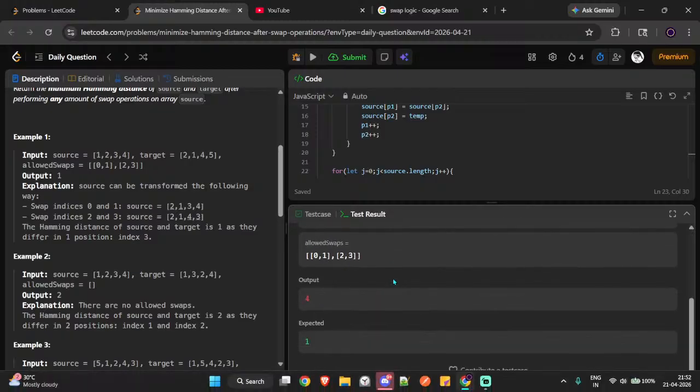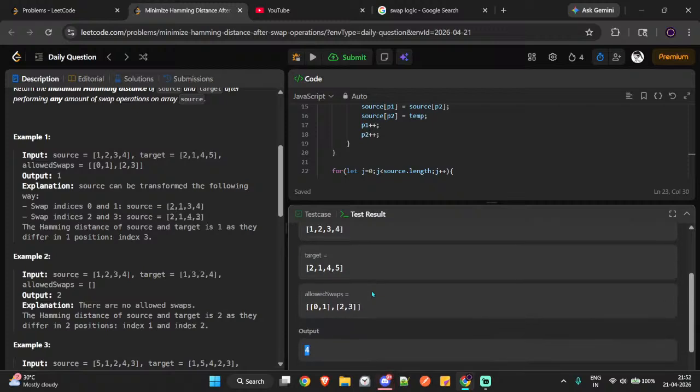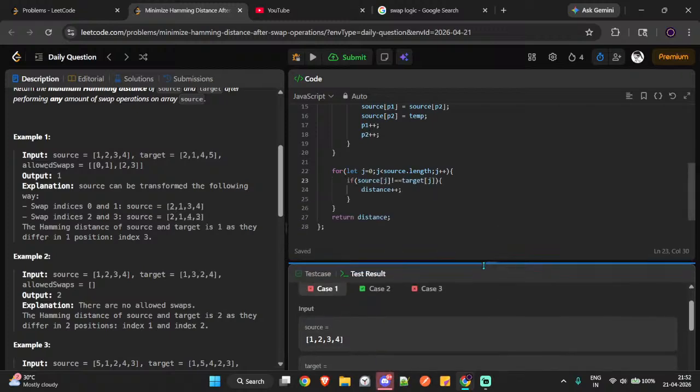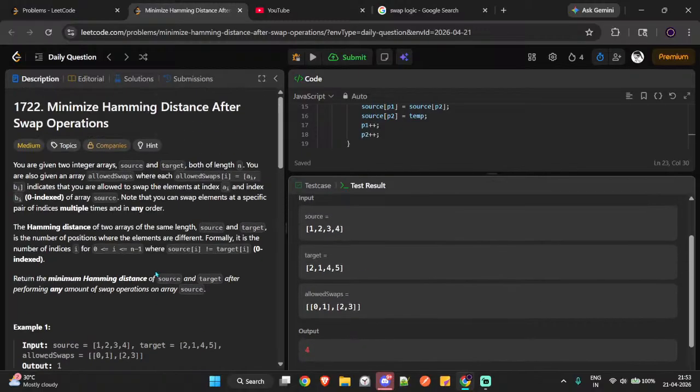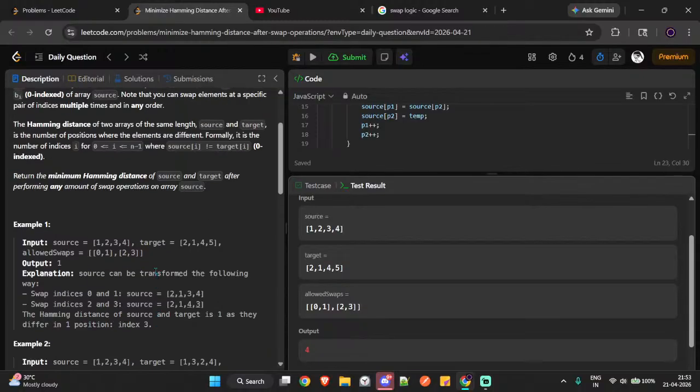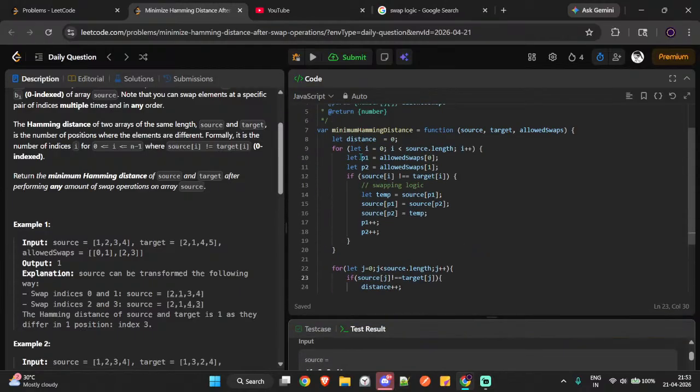Why are we getting five here? There shouldn't be, like, four. My swapping logic is not working anyhow. P1 and P2. And whenever my source of i is not equal to target of i, then it will be my P1.